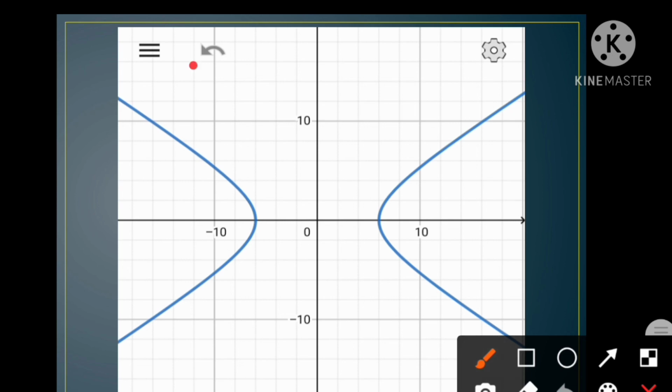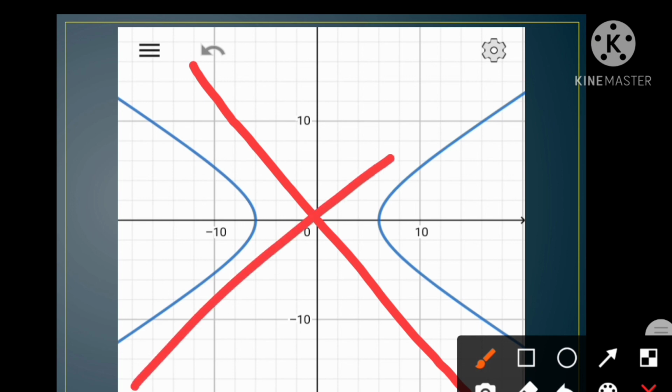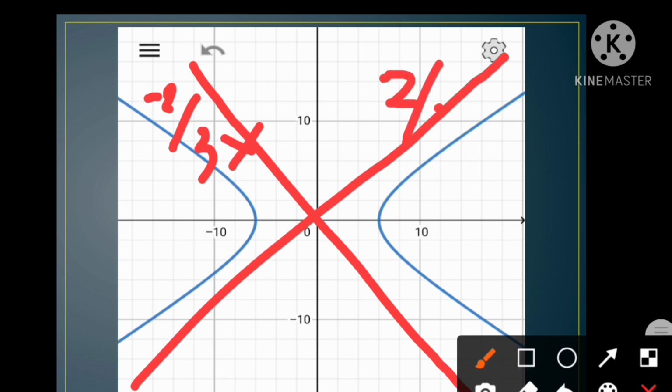So this side and this side. This part is the negative 2/3 x, the equation of the asymptote. Then this part is the positive 2/3 x asymptote.